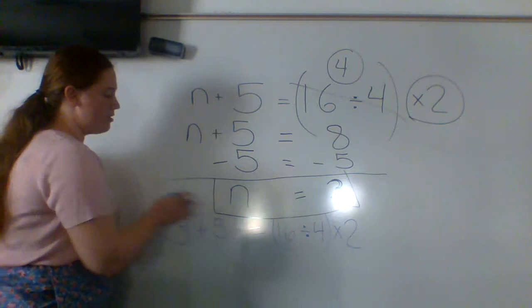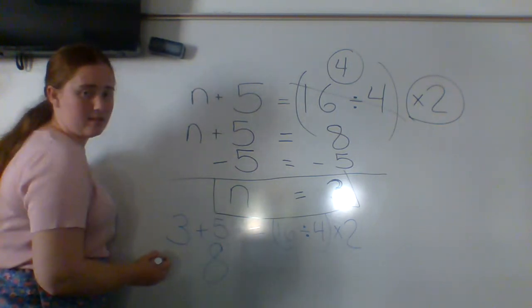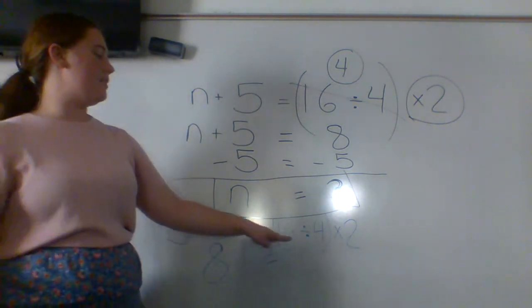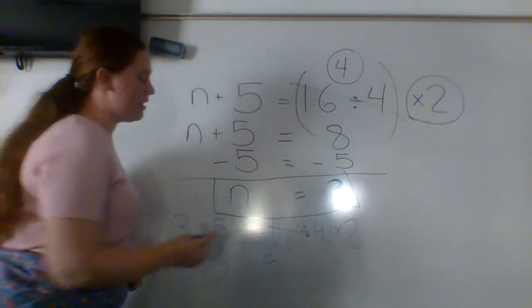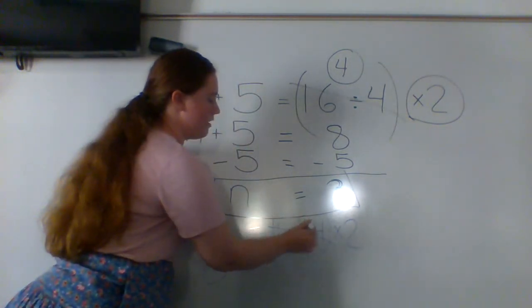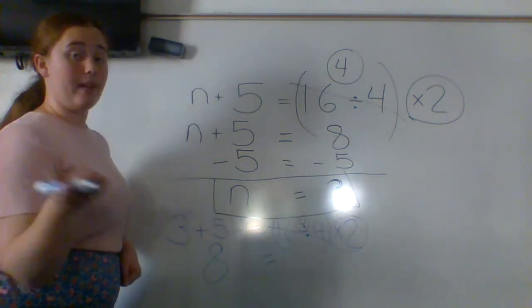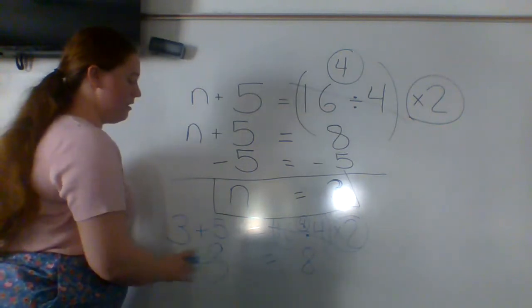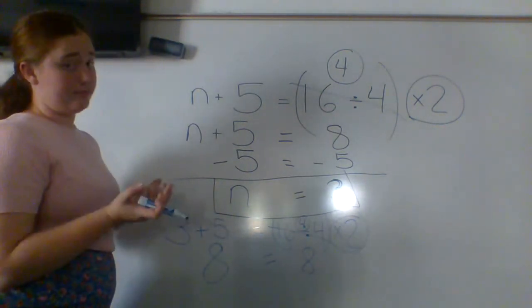Okay, so over here we're going to do 3 plus 5 is 8, of course. And then over here, 16 divided by 4. Well, we solved this earlier. We know 16 divided by 4 is 4, and then 4 times 2 is 8. Perfect. Does 8 equal 8? Right? It does.